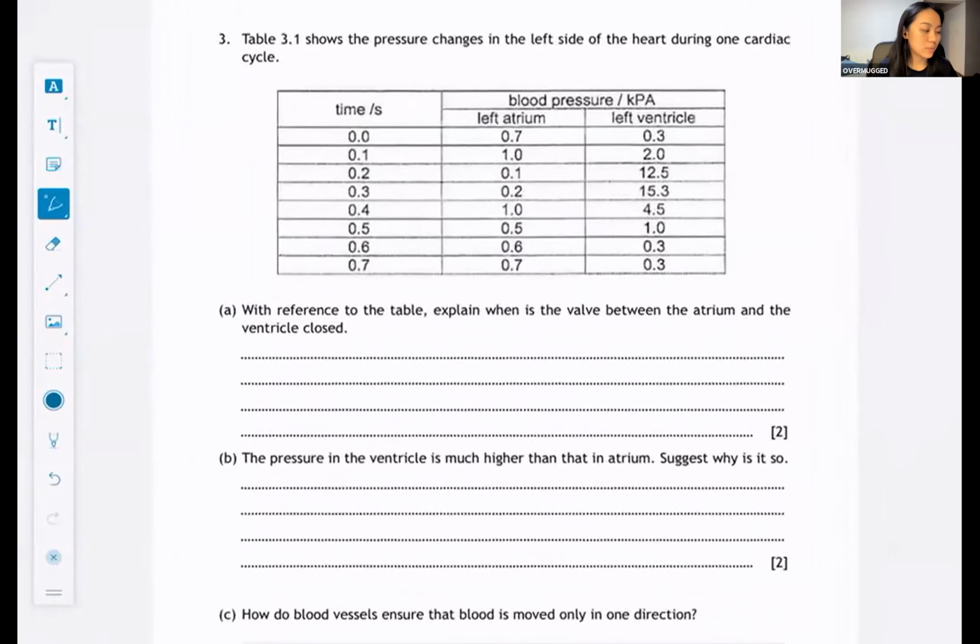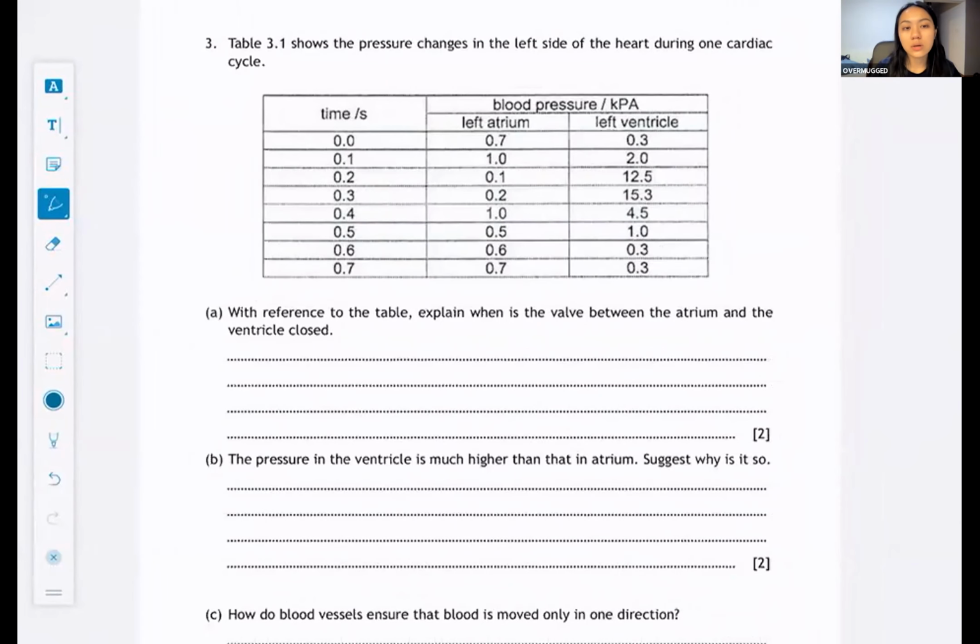Okay, this question shows the pressure of the left atrium and left ventricle. The first question asks, with reference to the table, when is the valve between the atrium and ventricle closed? Basically, this valve is the bicuspid valve, right? Of course, it says it's the left side. So bicuspid valve, when is it closed? In these 2 marks, the first mark is that you have to talk about when. And then the second mark is explain.